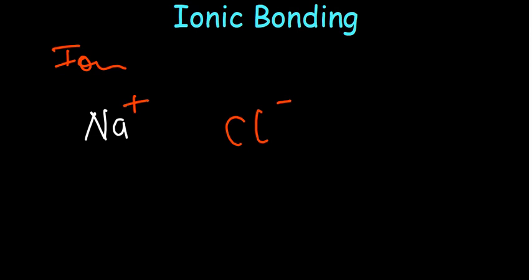So we know what an ion is. An ion is basically an atom that has lost or gained electrons. For example, if you look at sodium plus and then chloride minus. This is a cation which has lost an electron by virtue of it having a positive charge. A chloride has gained an extra electron. So these are ions. So the kind of bonding that exists between such ions is what we are calling ionic bonding.